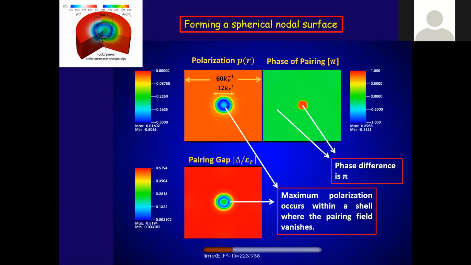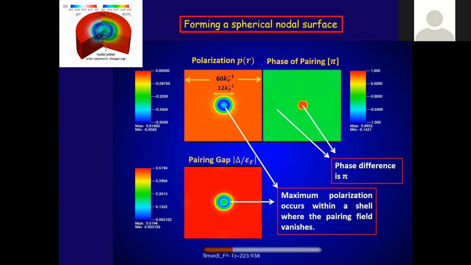Okay, so this is what we are able to generate. This is the snapshot from the simulation, which I will show you in a moment. This is how the local polarization looks like. This is the phase of the pairing field. This is the pairing gap. So we create the locally spin polarized region, and then we remove the potential. And after removing the potential, the impurity that we created is stable. So in our simulation, it looks like it lives forever.